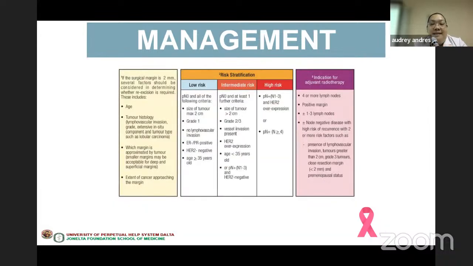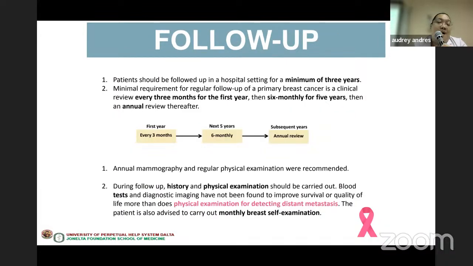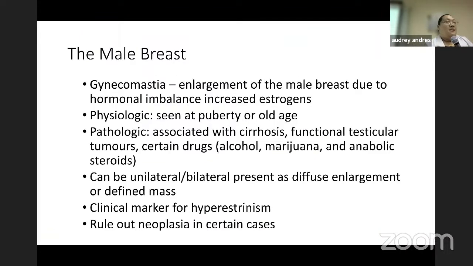I think that's it. Just follow up. Of course, with a minimum of 3 years, every 3 months for the first year, then every 6 months for 5 years, then annually thereafter. Of course, you have to do your annual mammography to look for recurrence. Okay. And shortly, you have your male breast.